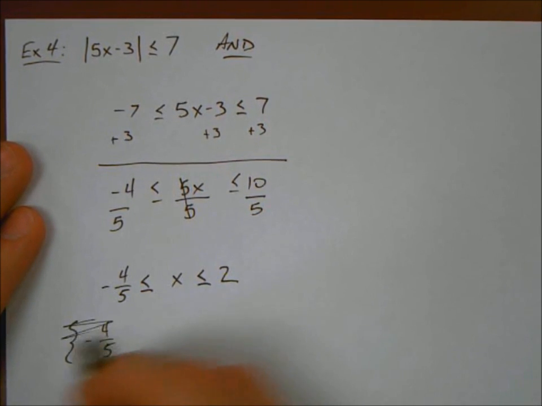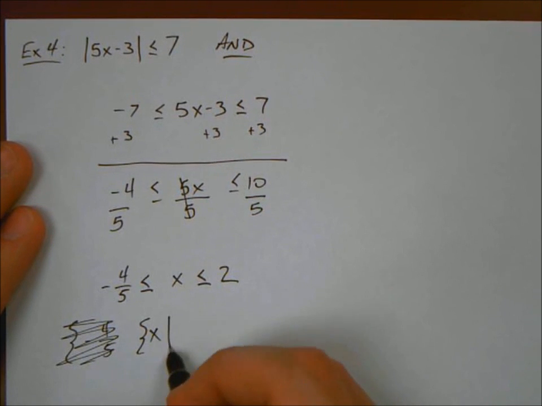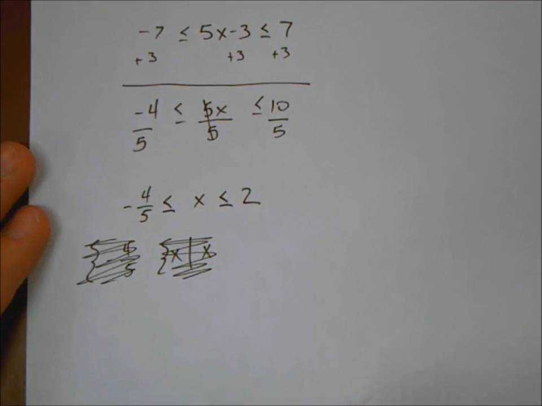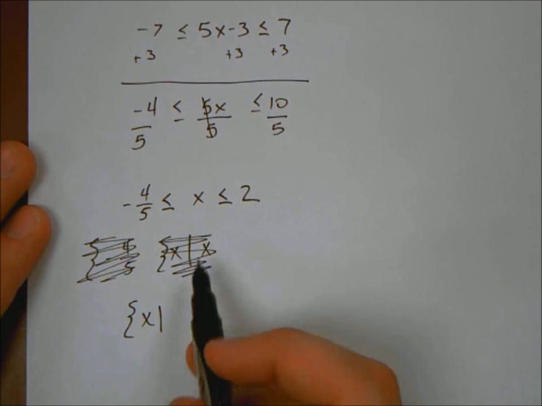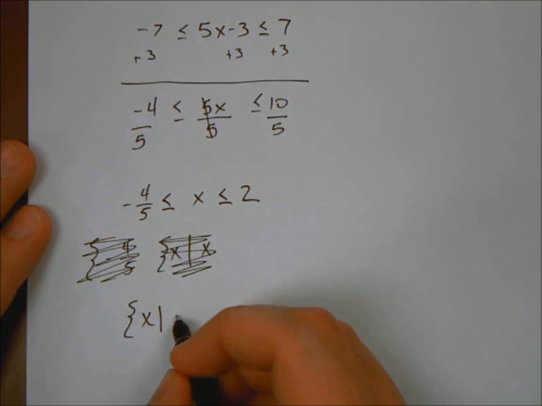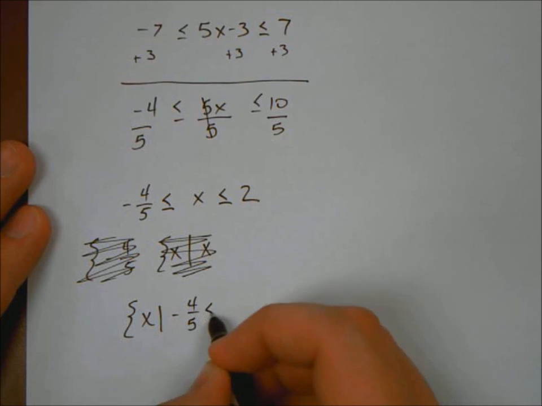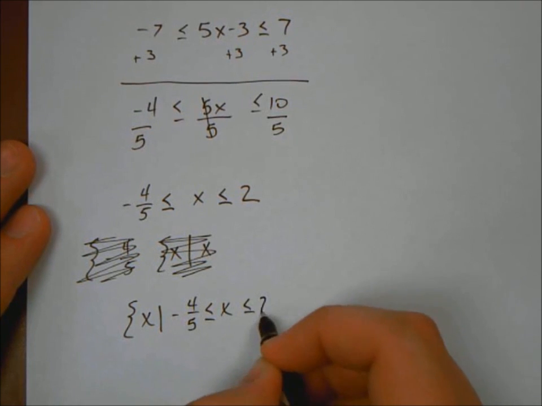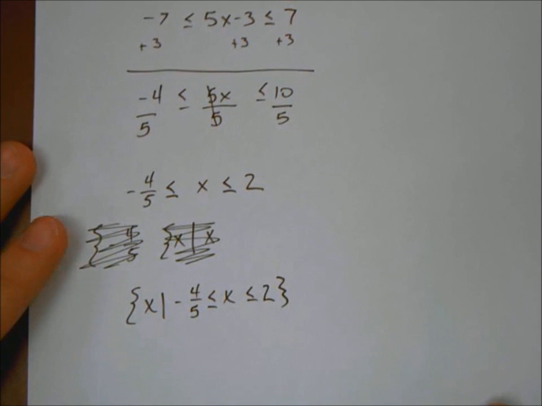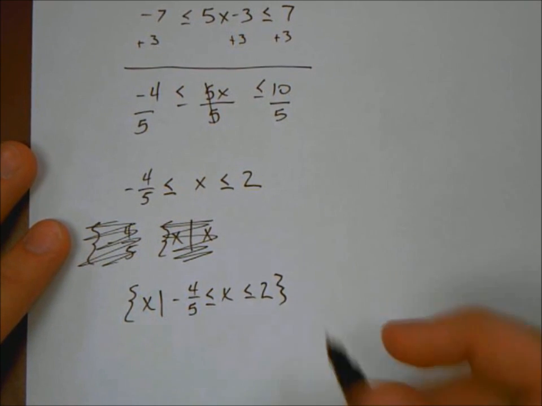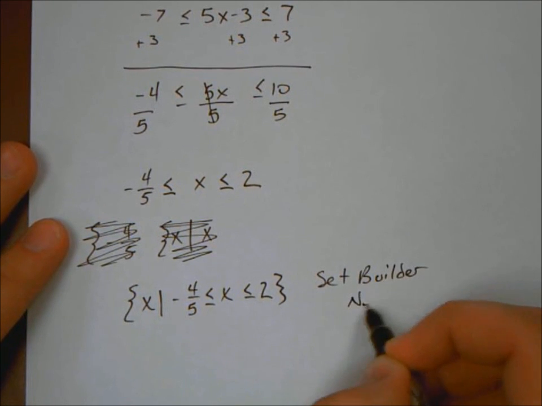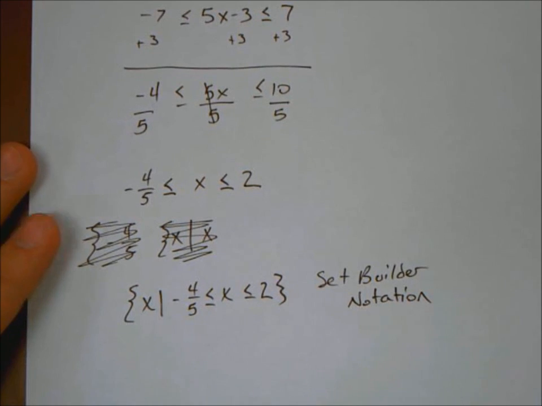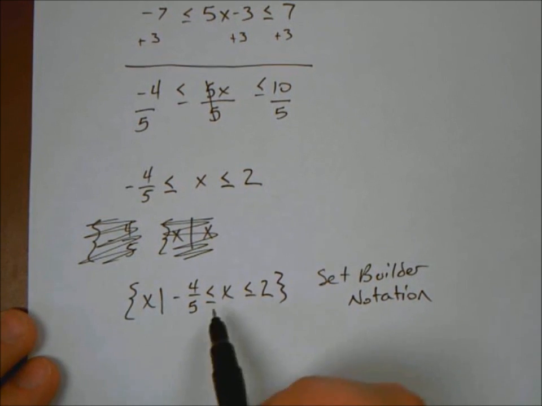That's not how we do the set notation. The set of all x such that x, we'll give it one more try. We do the squiggly, the x, and then the line. This is x such that, and then we take the inequality and we put it in. Negative 4 over 5 is less than or equal to x, less than or equal to 2. By the way, this is set notation. You may also see it written as set builder notation. So if they ask you to write your answer in set builder notation, this is what they're looking for.